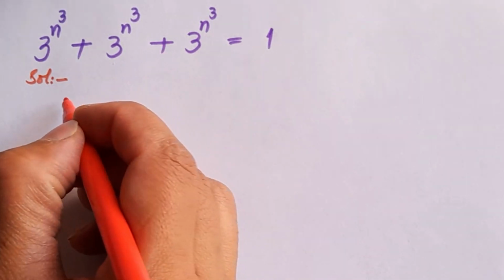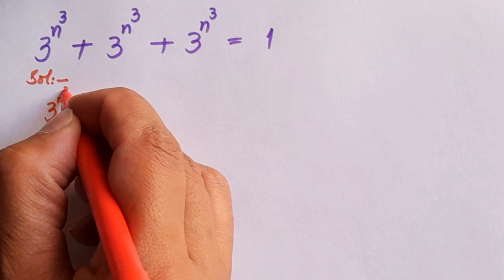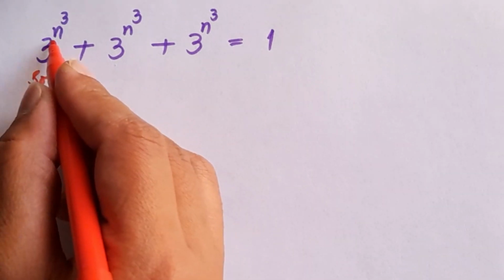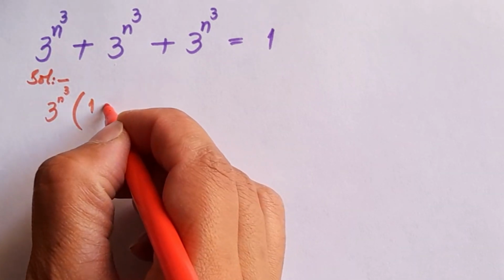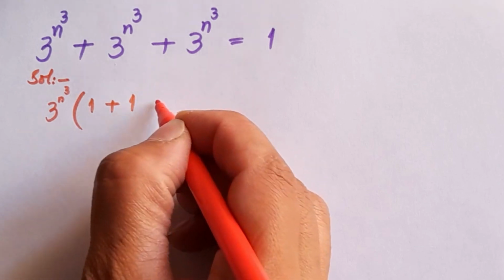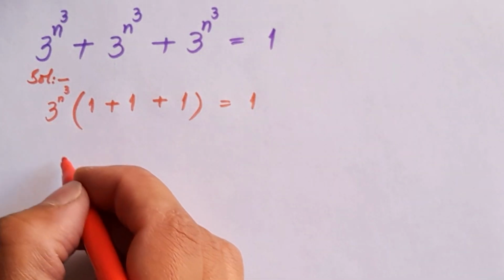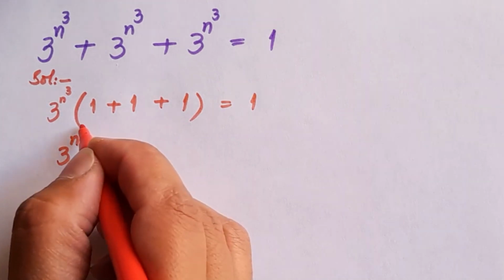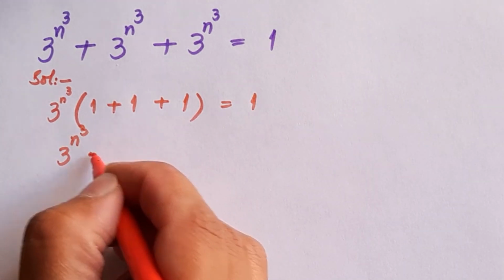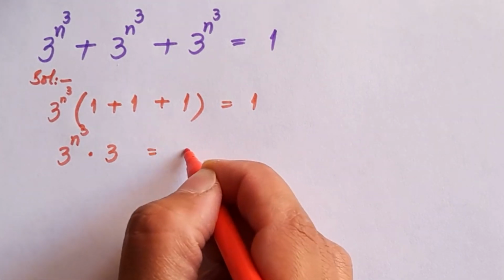We can take 3 to the power n to the power 3 as common from the left hand side. So inside the bracket, if we divide each term by itself, we get 1, here 1 and here 1, which is equal to 1. 3 to the power n to the power 3 and this 1 plus 1 plus 1 is equal to 3.